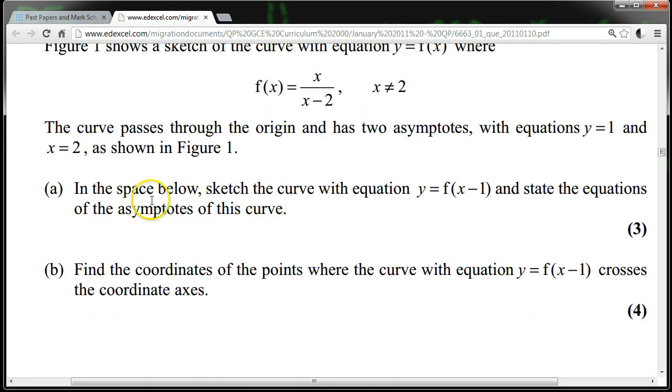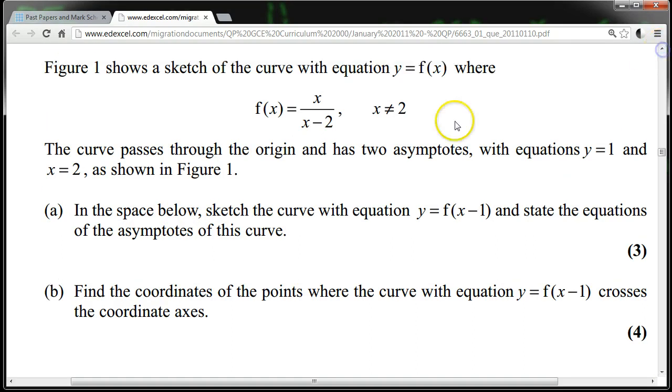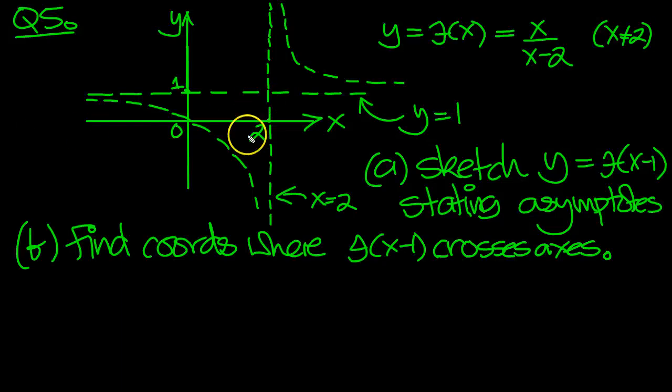So part A, in the space below, sketch the curve with equation y equals f of x minus 1 and state the equations of the asymptotes of this curve. And B, find the coordinates of the points where the curve with equation y equals f of x minus 1 crosses the coordinate axes. So I've summarized the question here, so we'll overdraw the new curve. So part A, sketch y equals f of x minus 1, stating the new asymptotes for this curve.